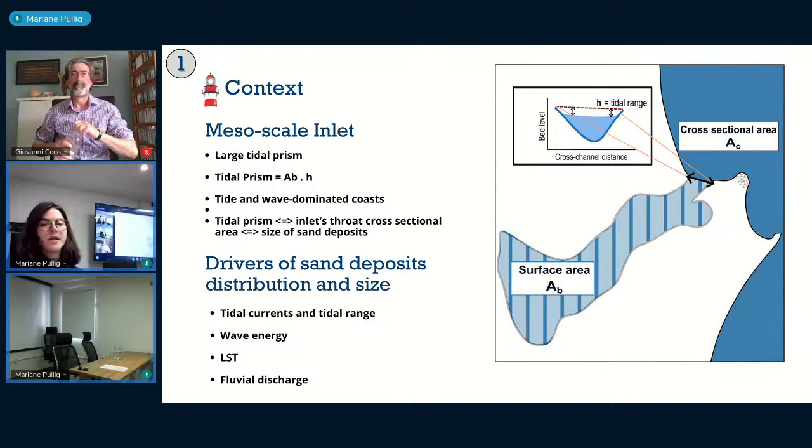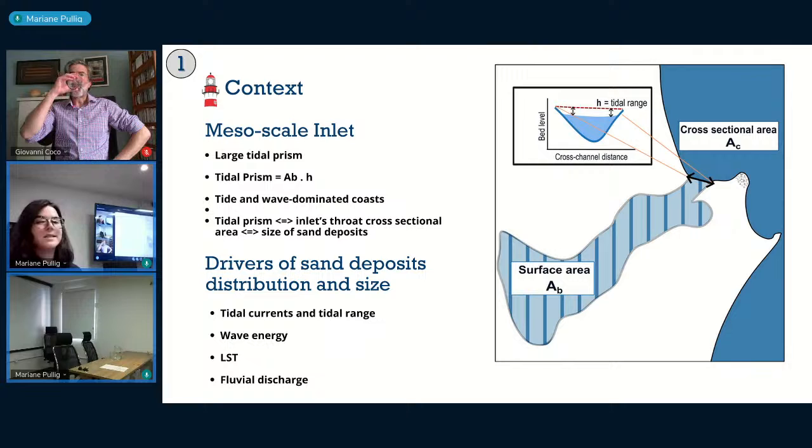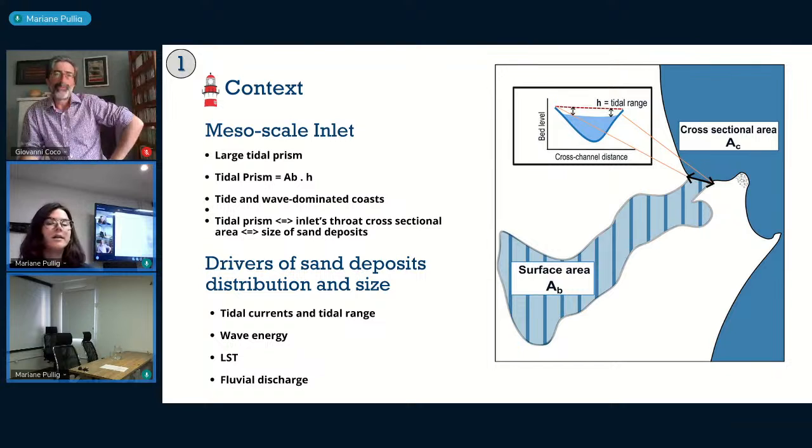So, first, mesoscale inlets are usually associated with large tidal prism. That's because the tidal prism can be somewhat related to the surface area of the associated water body and the tidal range. Even though tidal inlets of such size are usually associated with tide-dominant coasts, we can also find them along wave-dominant coasts. That's because they usually have such large surface areas.